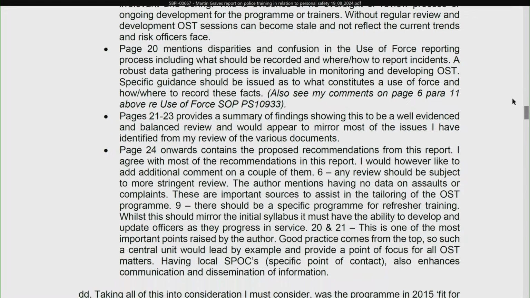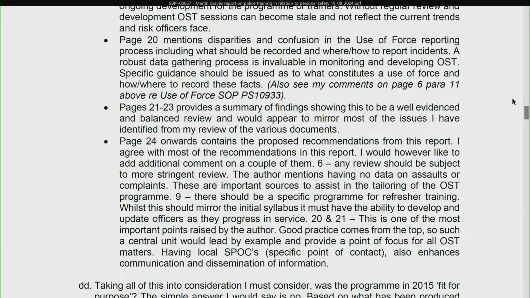Mentions disparities and confusion in the use of force reporting process, including what should be recorded and how to report incidents. A robust data gathering process is invaluable in monitoring and developing OST. Specific guidance should be used as to what constitutes a use of force and where to record these facts. And you make reference to another section in your report regarding the use of force SOP.